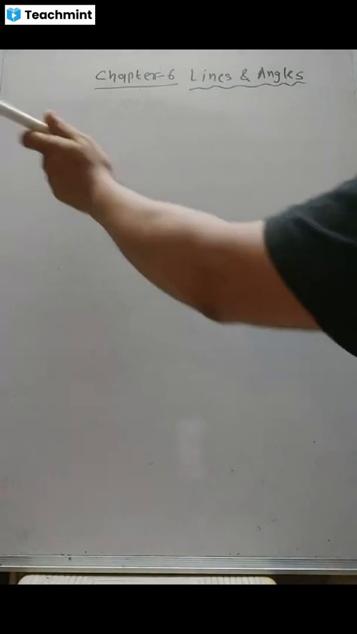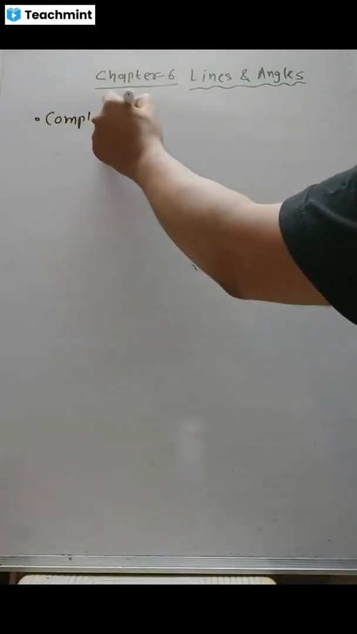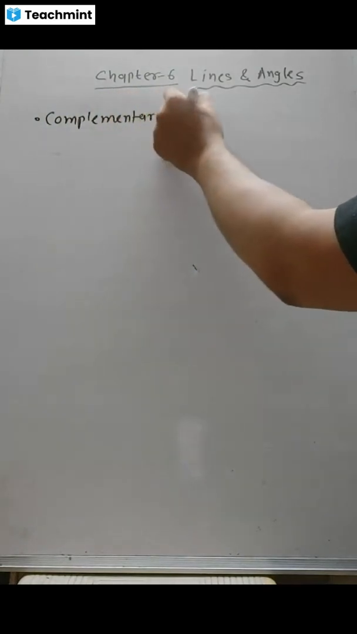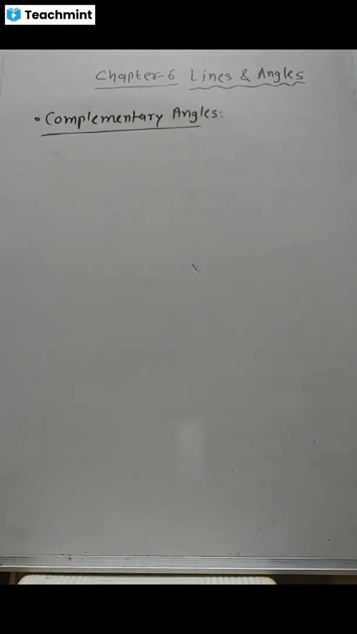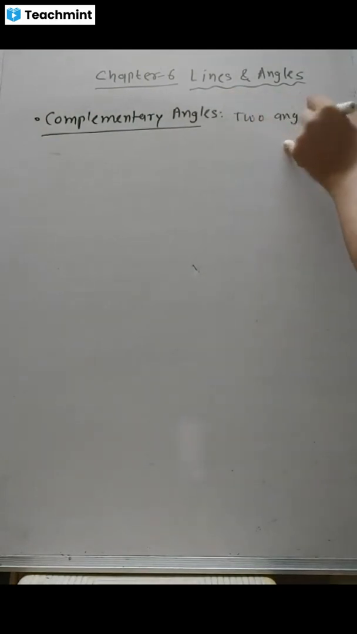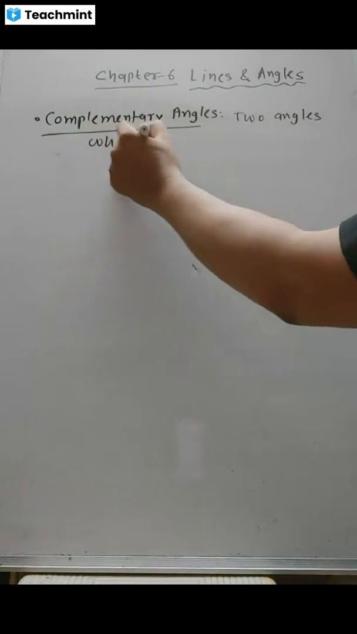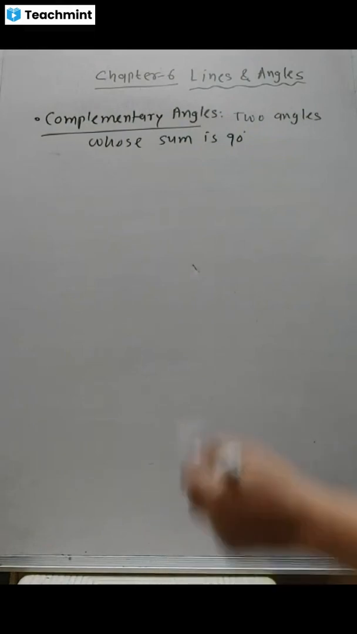Next one is complementary angles. What is the meaning of complementary angles? Complementary angles means two angles whose sum is 90 degrees. It is called a complementary angle.